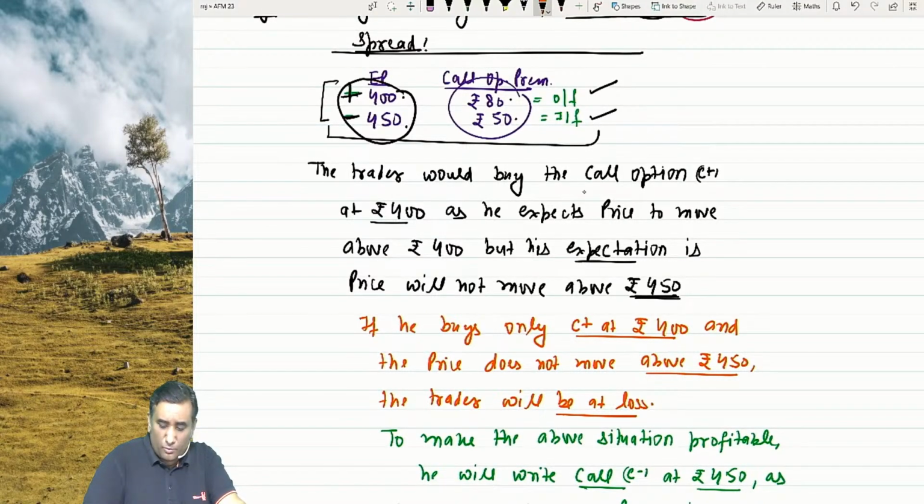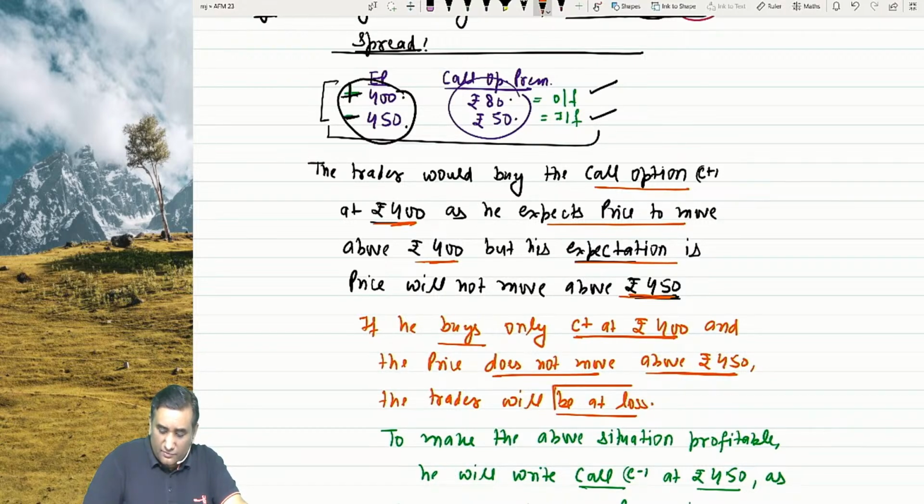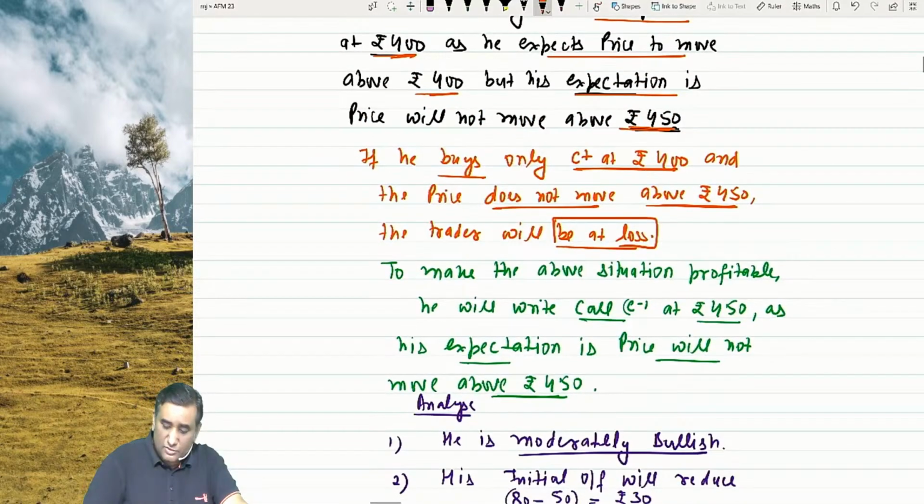We say the trader would buy the call option C plus at 400. He expects the price to move above 400, but his expectation is price will not move above what? 450. And if he would not have done C minus at 450, his premium cost would have been 80, very heavy. If he buys only C plus at 400 and price does not move above 450, the trader would be at a loss. Why loss, sir? Because he ended up paying a premium of 80, whereas the gross profit was only 50. To make the above situation profitable, the moment you write C minus at 450, as his expectation is price will not move above what?